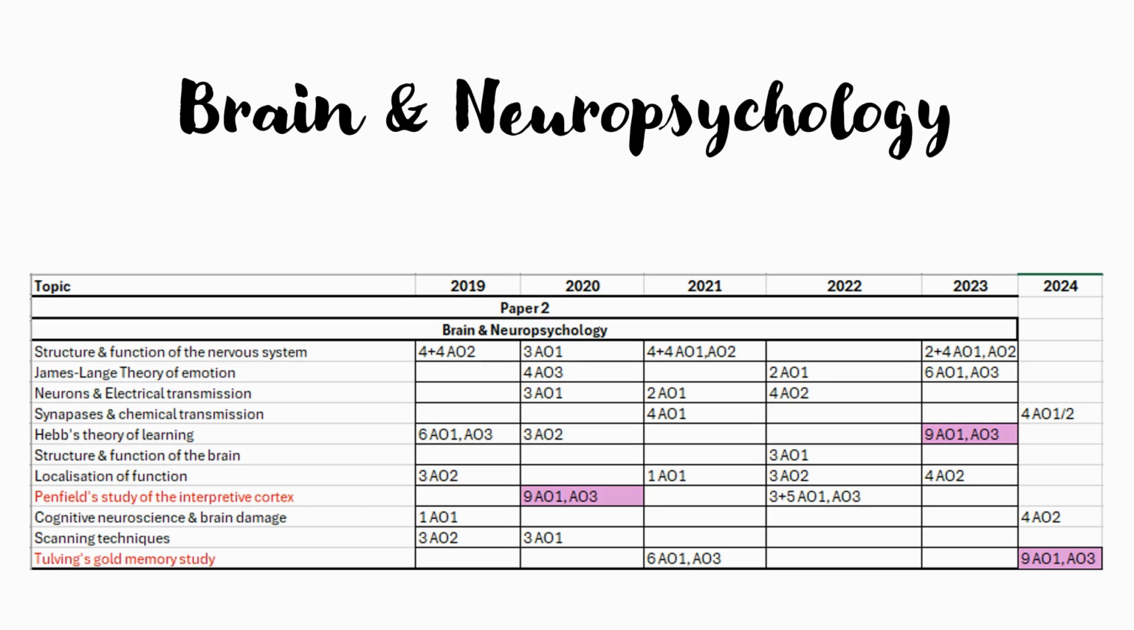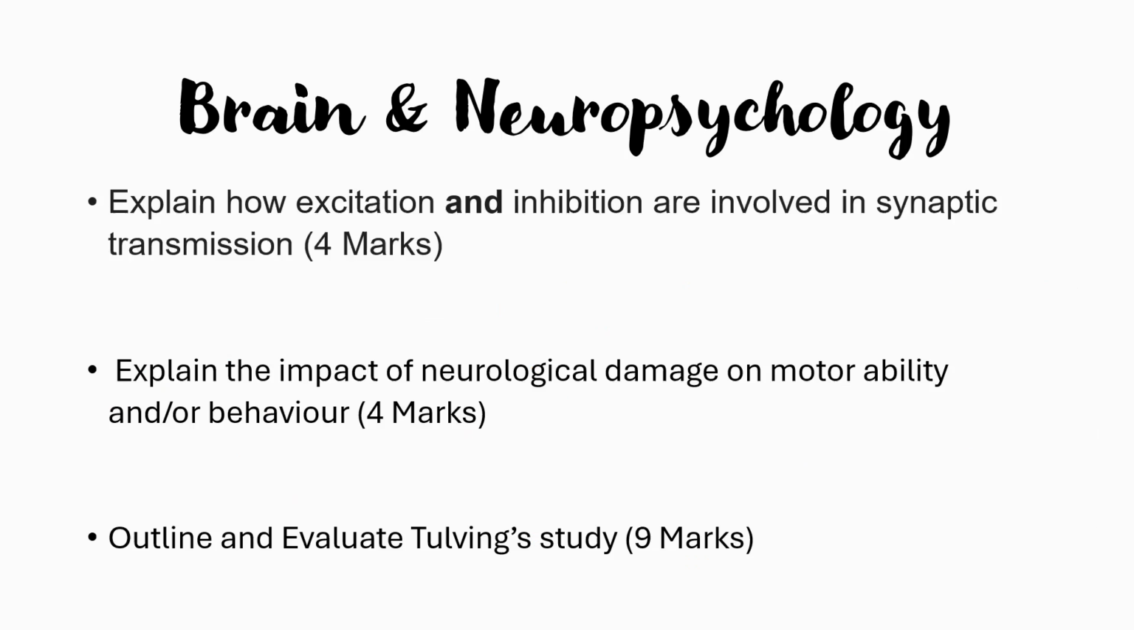The other one that I've said there, synapses and chemical transmission. So that's come up in the psychological problems topic, but I haven't seen it come up in the brain and neuropsychology topic. So that's why I've suggested looking at that one. Cognitive neuroscience and brain damage has come up once, so potential for coming up again. Again, scanning techniques hasn't come up that often, so that's why I'm saying that those ones might come up.